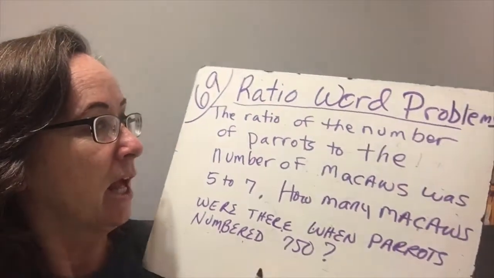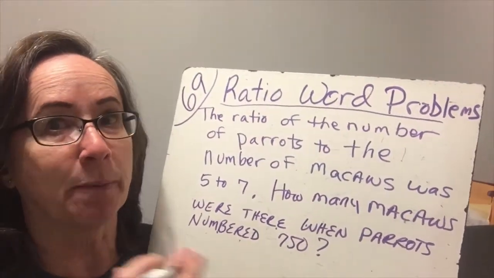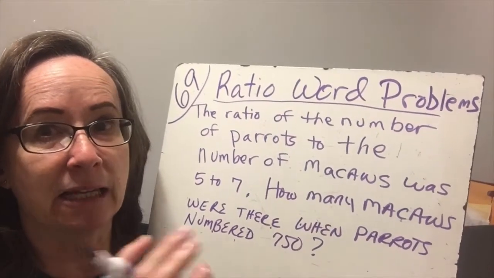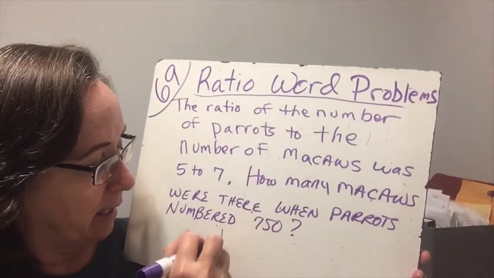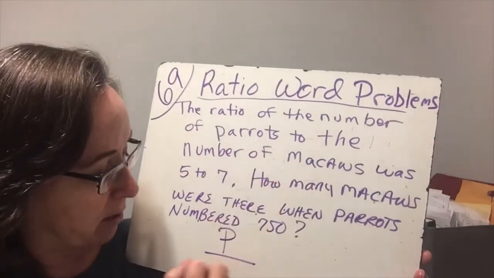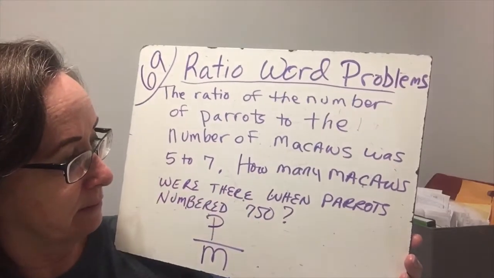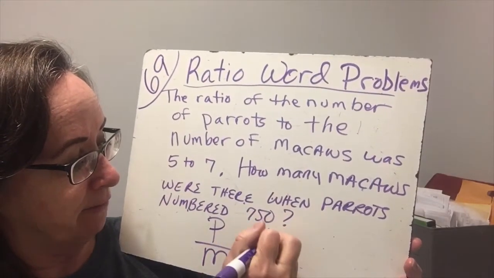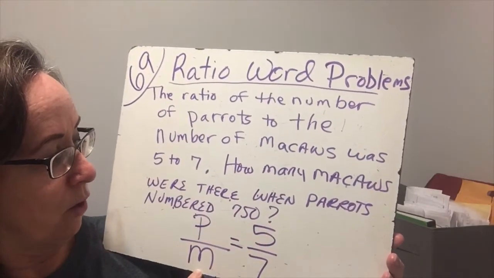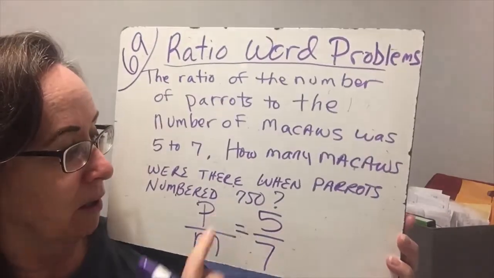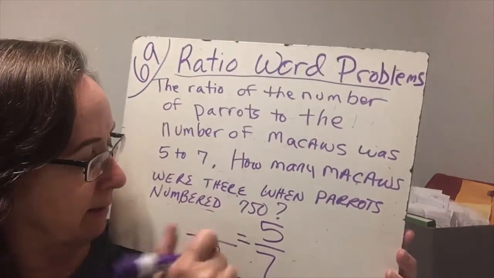Let's find out. When we're working on a ratio word problem, we're going to set up a proportion, which is a ratio set equal to a ratio. So we have the ratio of the number of parrots, P, to the number of macaws, M, was 5 to 7. How many macaws were there when the parrots were 750? Since we have 750, we will replace the P with 750.